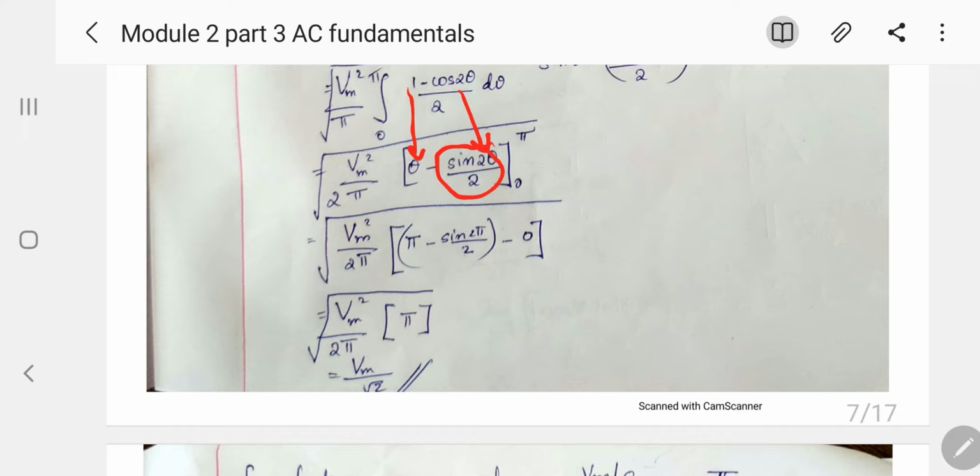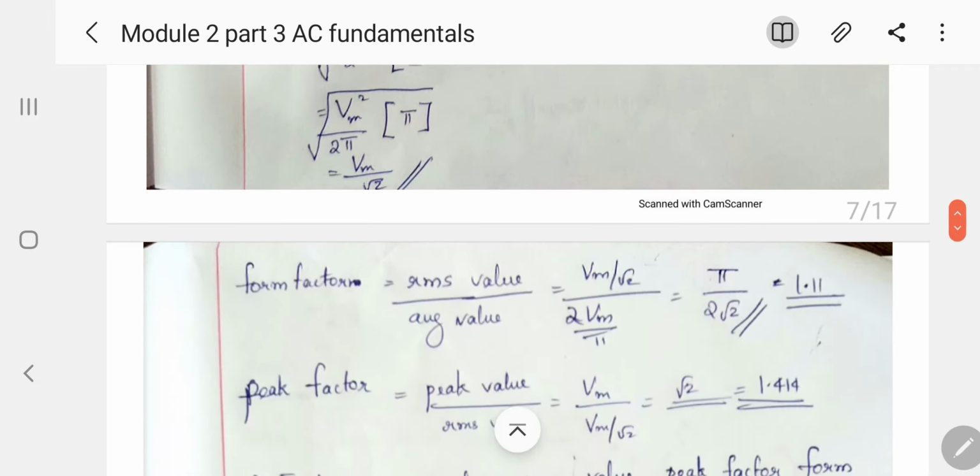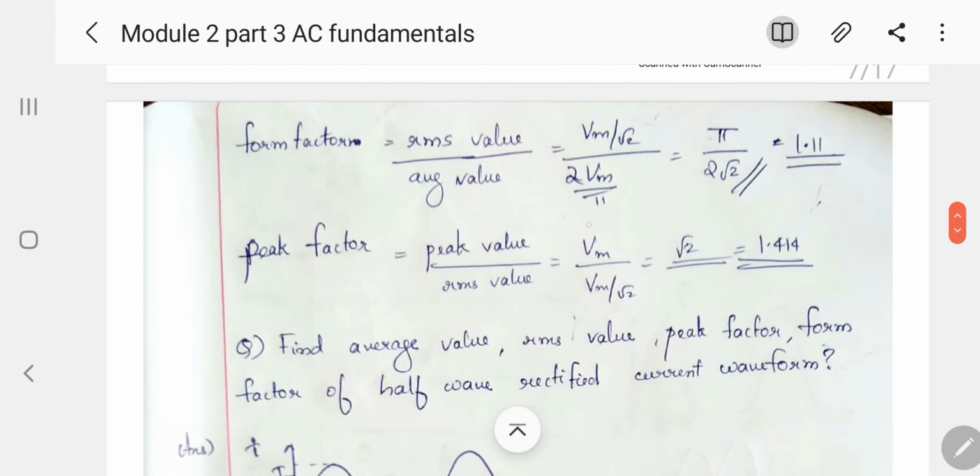Okay. Now putting the limits, you will be getting pi minus sin 2 pi by 2 minus, when we are substituting 0 value for the second, this complete bracket, you will be getting the value as 0. And sin 2 pi will also be 0. So inside the bracket there is only pi remaining. This pi and pi get cancelled and the equation becomes, taking out of the root, Vm by root 2. So this is how you have to find the RMS value of pure sinusoidal voltage waveform.